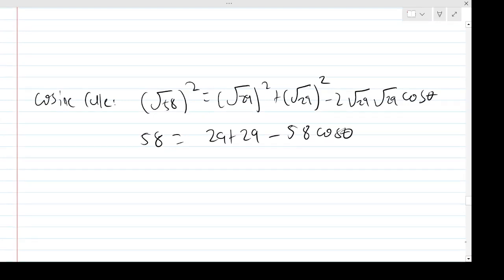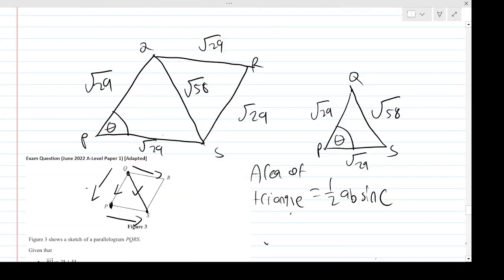And then I can just simplify this equation now for cos theta. Well, 58, if I subtract 29 and subtract another 29, gets me 0. So therefore I have minus 58 cosine theta equals 0. So therefore cosine theta is 0, so therefore theta is going to be 90. Oh, there we are, so it is a right angle. So this tells me that this theta is 90, so actually we're dealing with a right angle triangle.